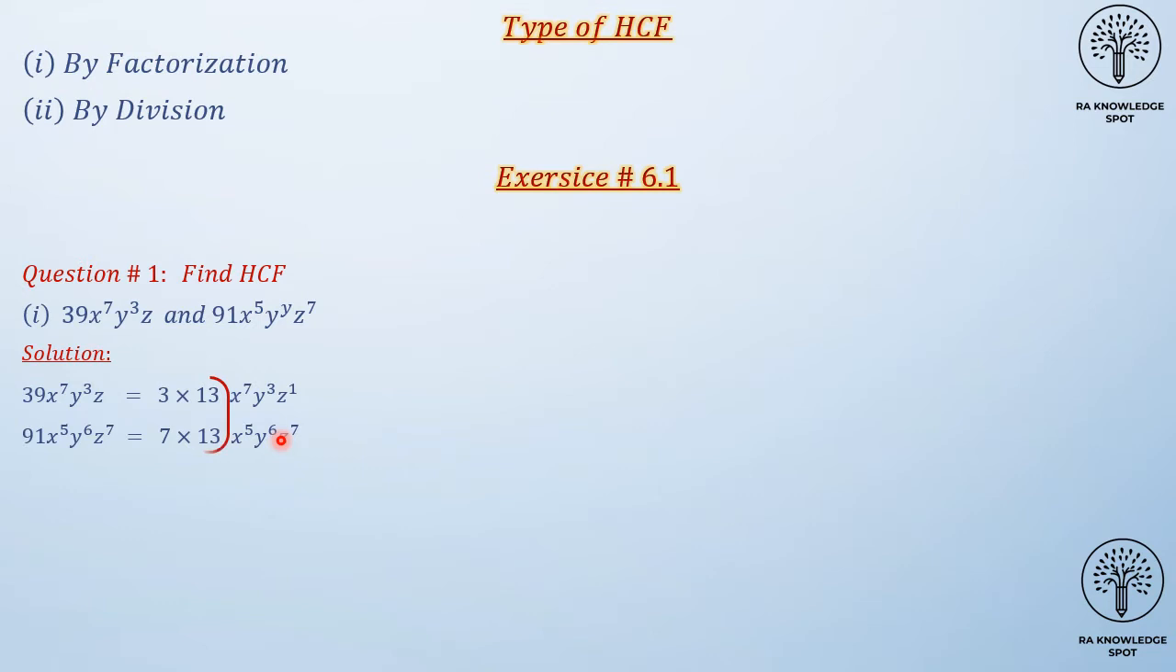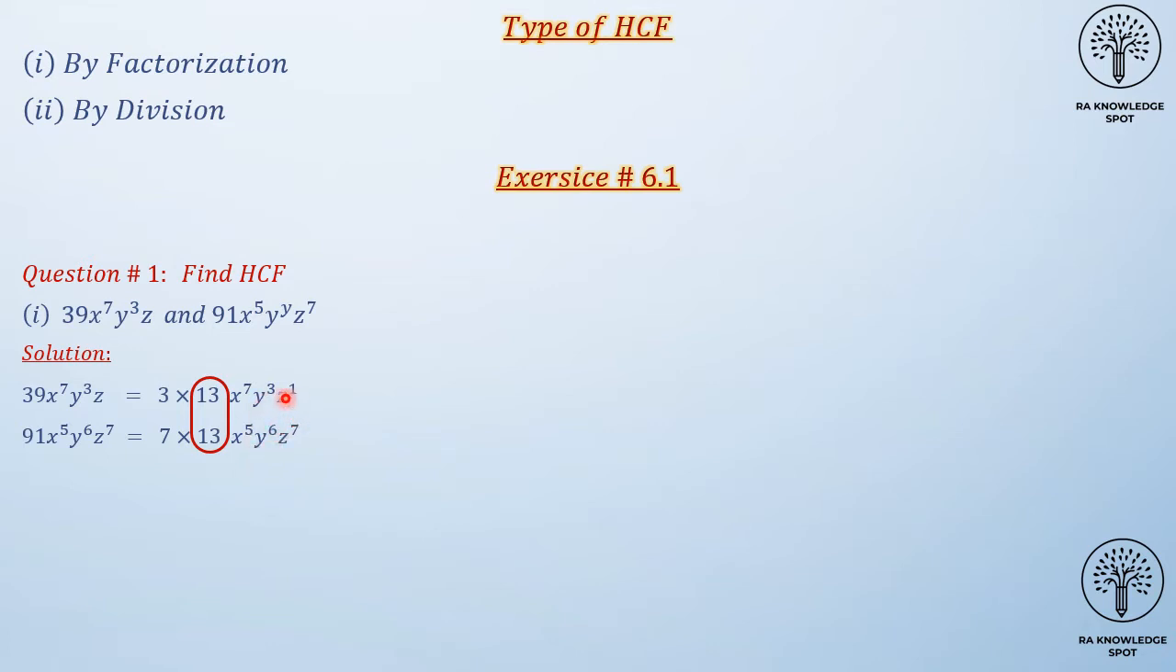Now as you can see, in HCF, as I told you for the basic concept, you have to find the common number, and the common number is 13. Now what about these x, y, z? This is a big change that I haven't mentioned in the examples. Here you can see how many x are here. There are 7x. And how many x here? There are 5x. How many y's are present in the first term? 3 y's. And how many y's are here?